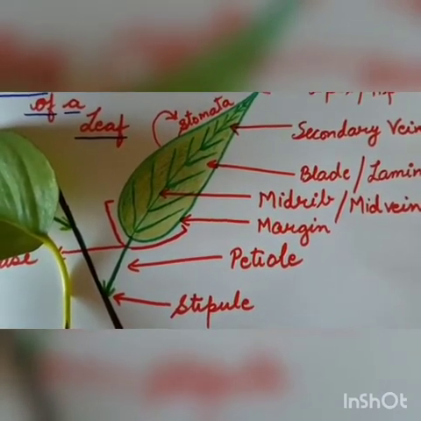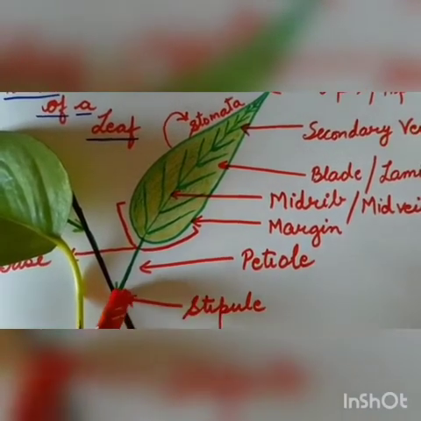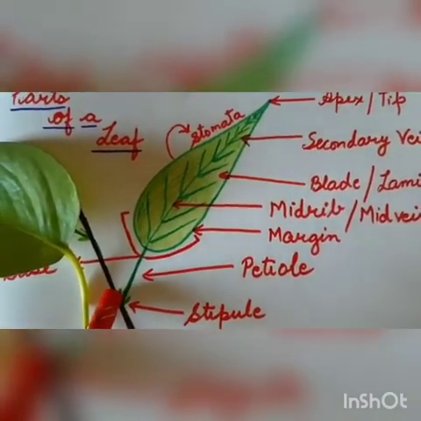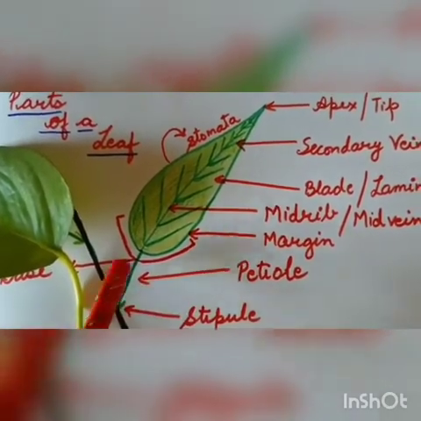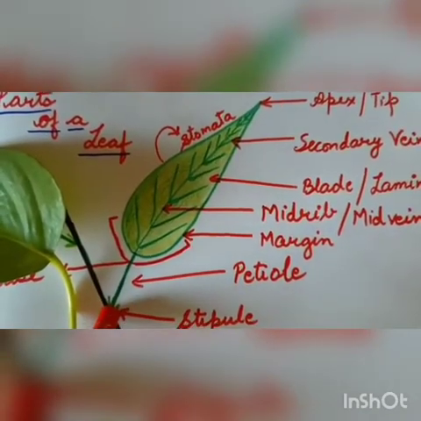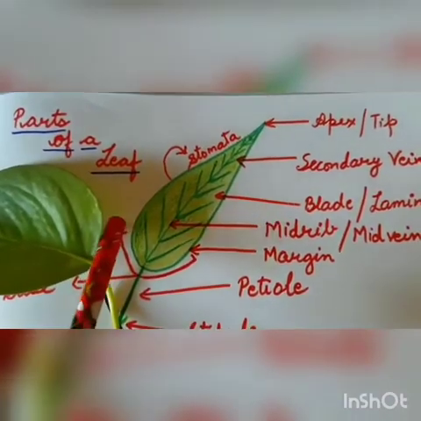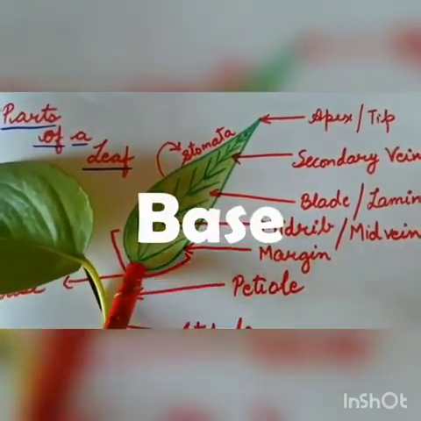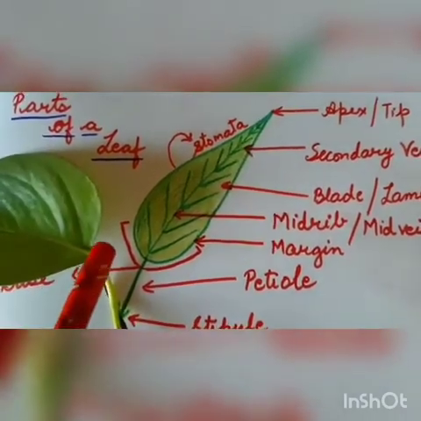In some plants, stipules grow quickly. And what is the function of stipule? They protect the leaf when it is young, right? And when the leaf grows, they fall down. Now, this is called the base of the leaf. The lower part of the leaf is called the base of the leaf.